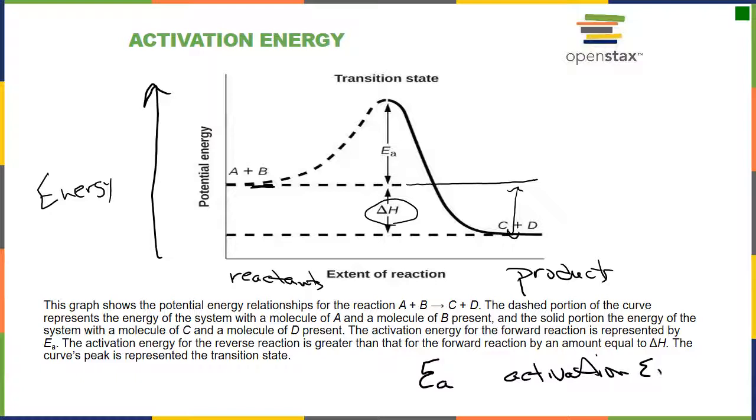To figure out the activation energy, you're going to have to go to the lab and figure out how fast this is going to occur. The top of this hill right here is called the transition state. This is the space, or what it looks like to go between reactants and products.